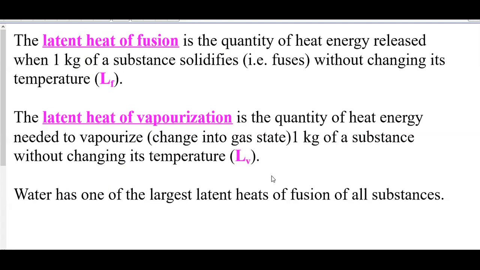Then the other term you're going to use is known as the latent heat of vaporization, and that's just the quantity of heat energy needed to vaporize, so turn a liquid into a gas. For that, we use the symbol L with a little tiny v. And of course, the temperature, again, does not change in the middle of a state change.